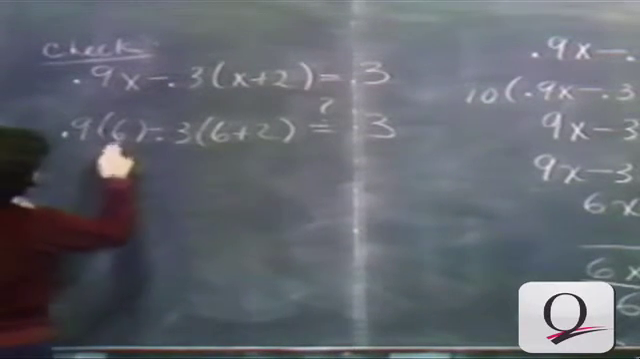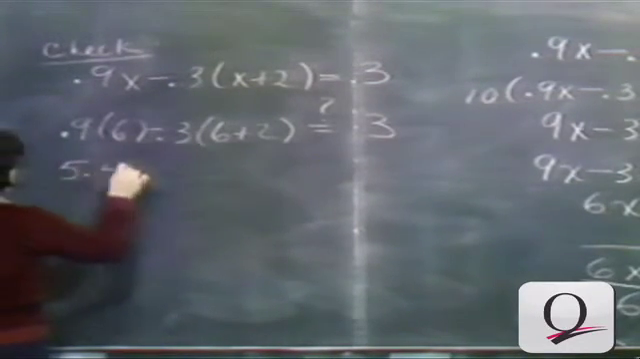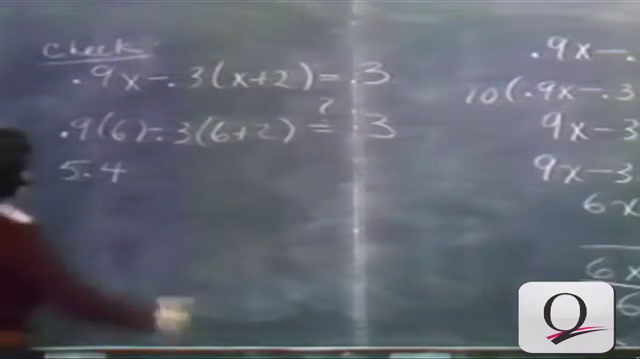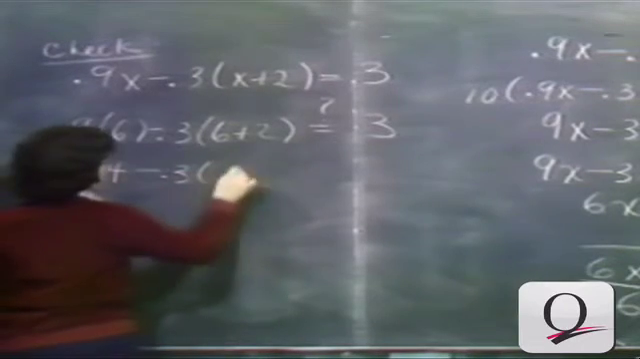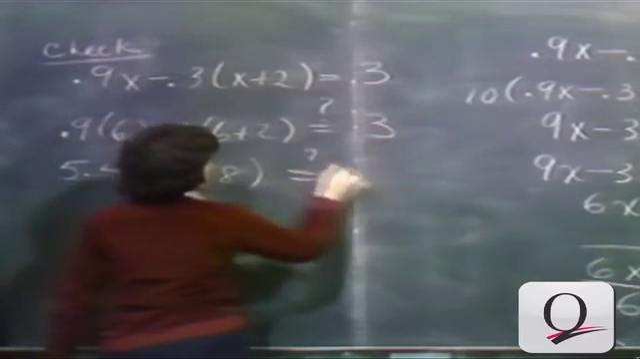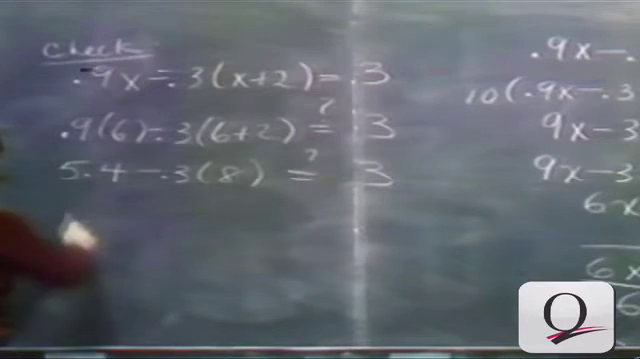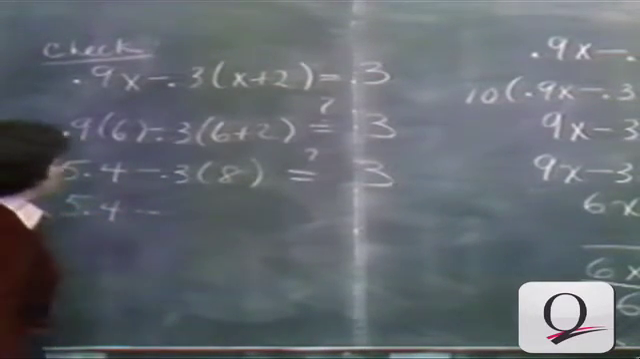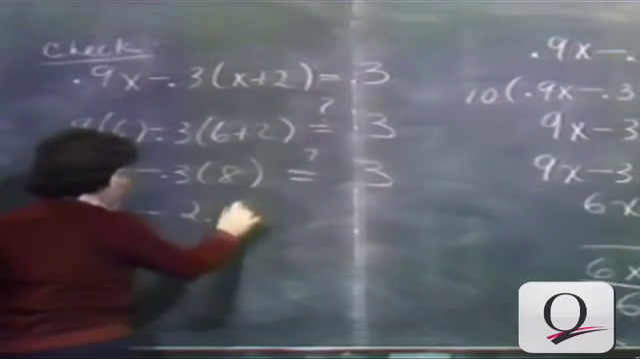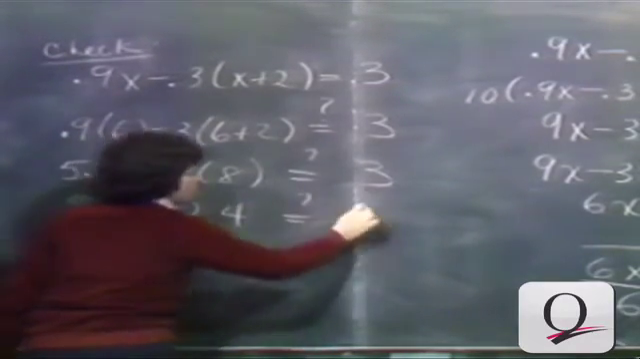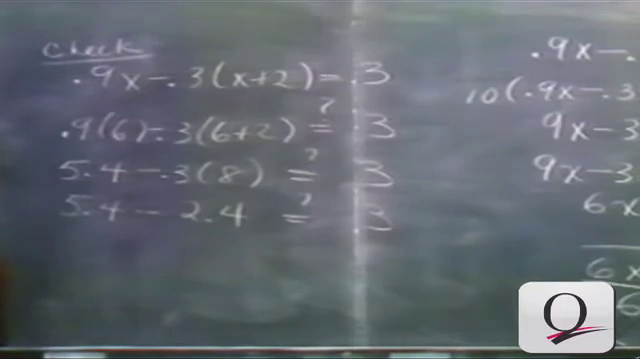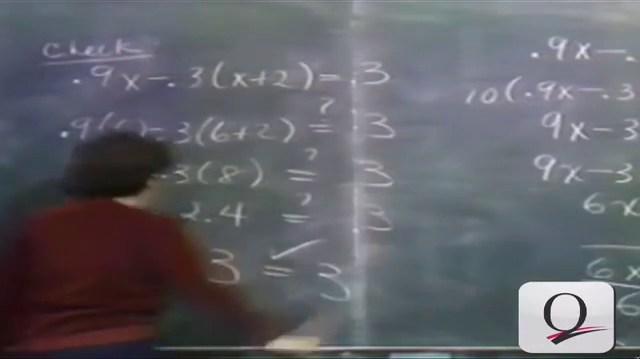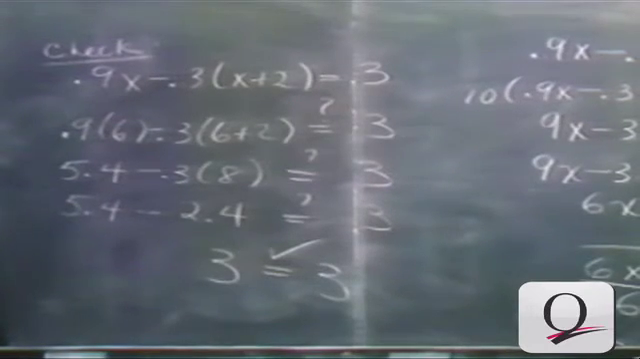Now, 0.9 times 6 is 5.4. 9 times 6 is 54, and you have a decimal place there. Take away 0.3 times 8, which should be equal to 3. This gives you 5.4. Take away now 3 times 8, that's 24, and you have a decimal point here. This should be equal to 3, and of course 5.4 take away 2.4 gives you just 3. 3 equals 3, and the problem checks out.